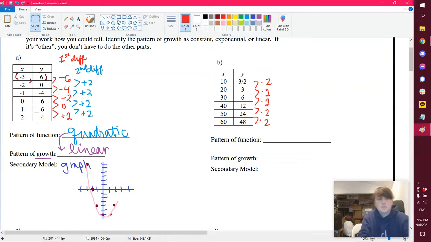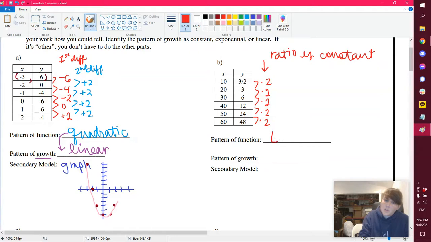Whenever the first ratio is constant, that means the pattern's exponential.